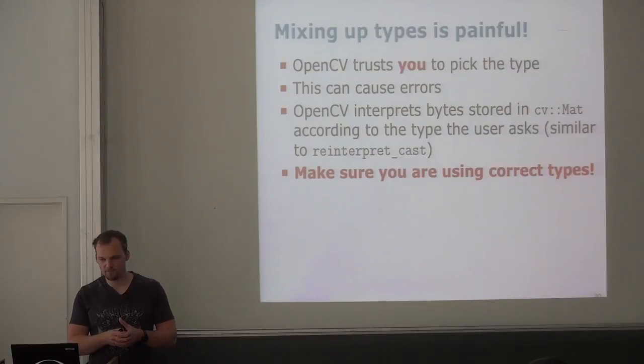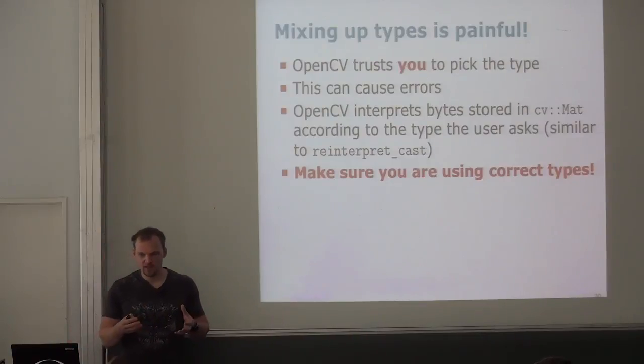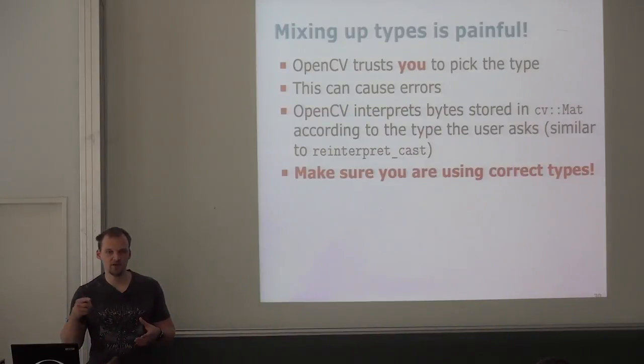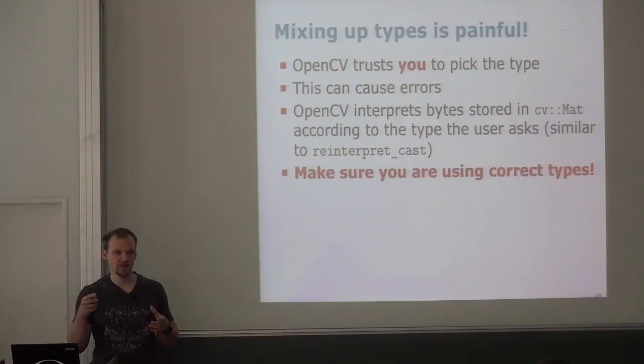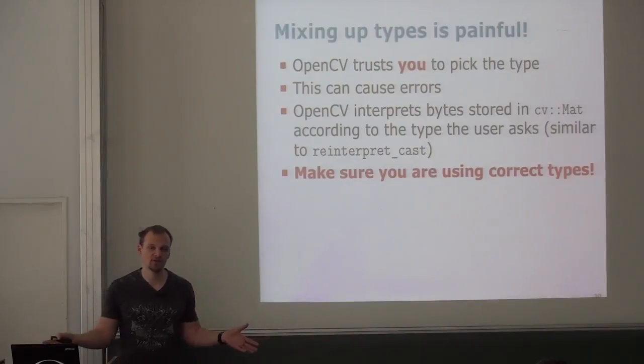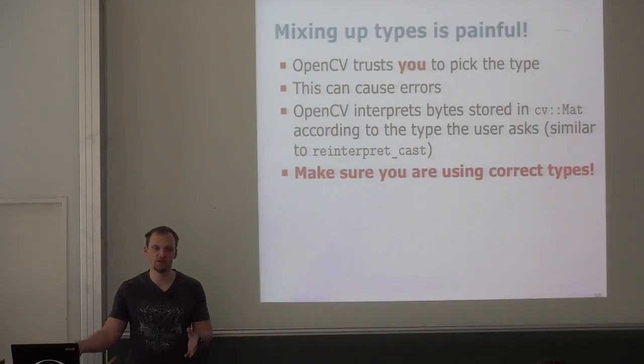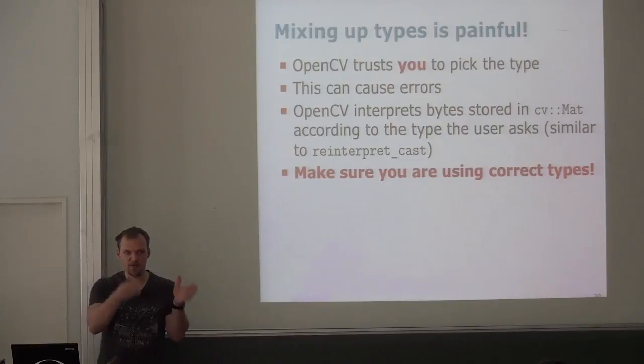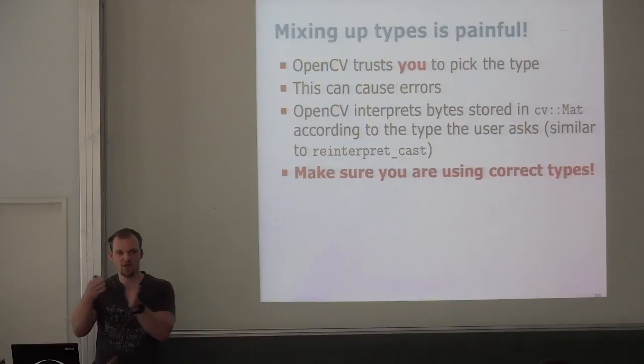The idea is that you can think of OpenCV not doing anything else apart from reinterpret cast. So when you're doing the at, if you say, I want something at this pixel and I expect a float to be there, it will say, okay, you know what you're doing. If you want a float, I will give you a float. If there is actually not a float, but say 3 bytes of this pixel and then 1 byte of the next pixel, it won't care.